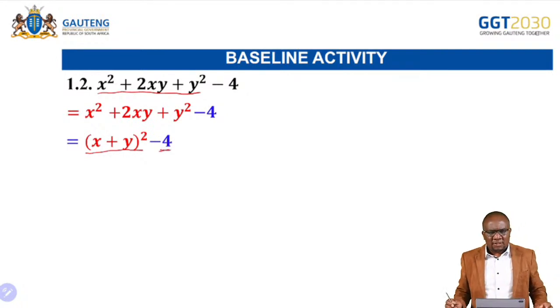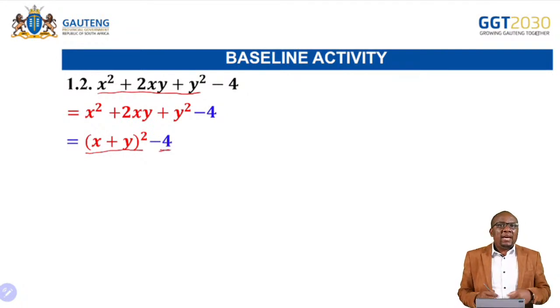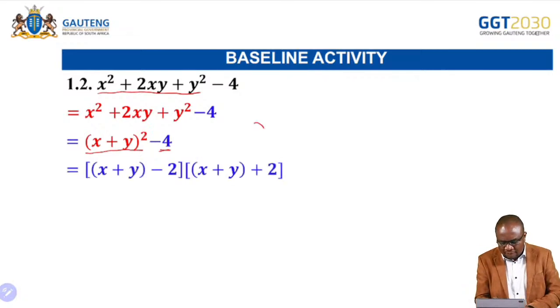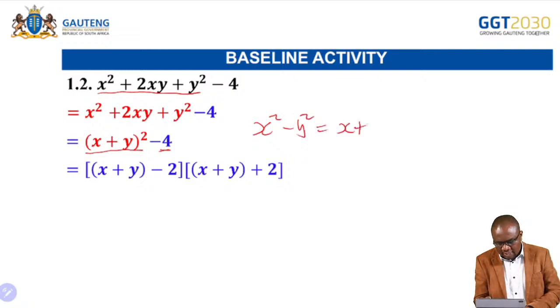It's a perfect square. Do you see that? So now we can go back to our difference of two squares. Today, I like difference of two squares. Do you see that? We're going back to the difference of two squares because these are the squares. And then remember, x squared minus y squared is equal to x plus y.